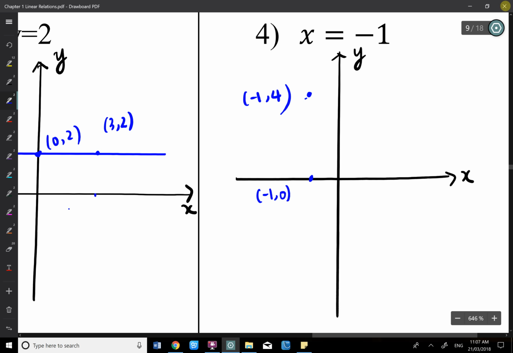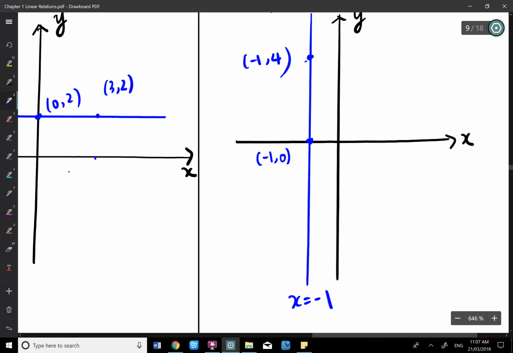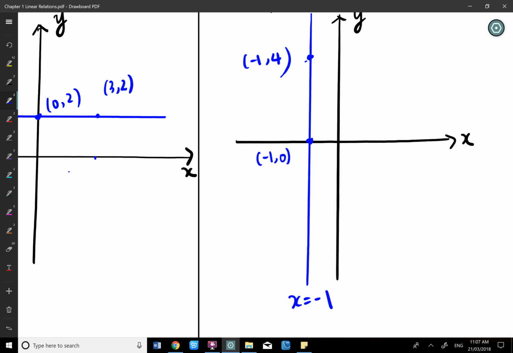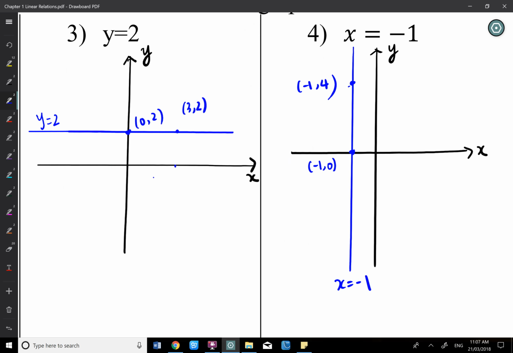Therefore, you will have a vertical line, which is x equals -1, and it cuts the x-axis at (-1, 0). What's the gradient for this one? Undefined, right? And how about this one? Gradient 0 for horizontal, gradient undefined for vertical.